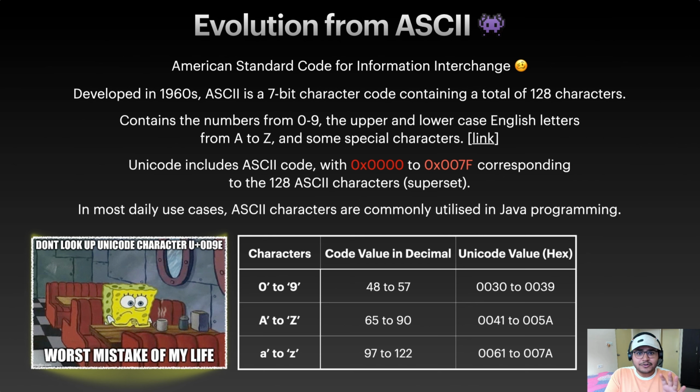It consists of a total of 128 characters only, and it is a subset of the Unicode, as the first 128 characters in the Unicode map to these ASCII characters. And that's all we need to know about the alphabets of Java programming language. Voila!